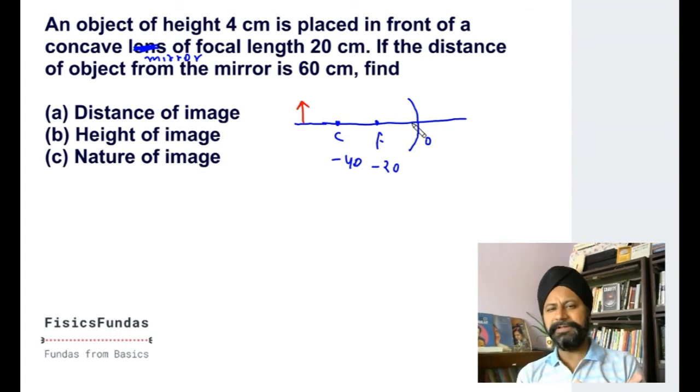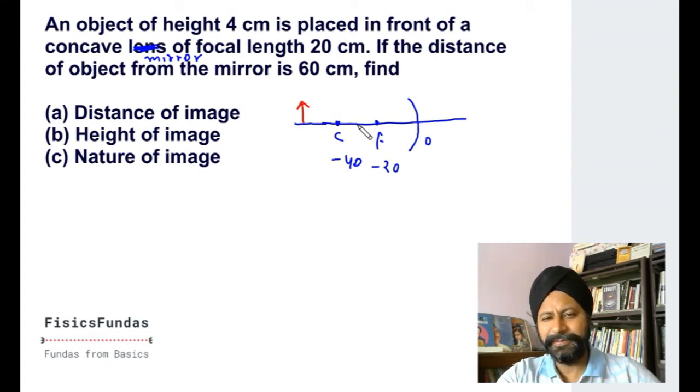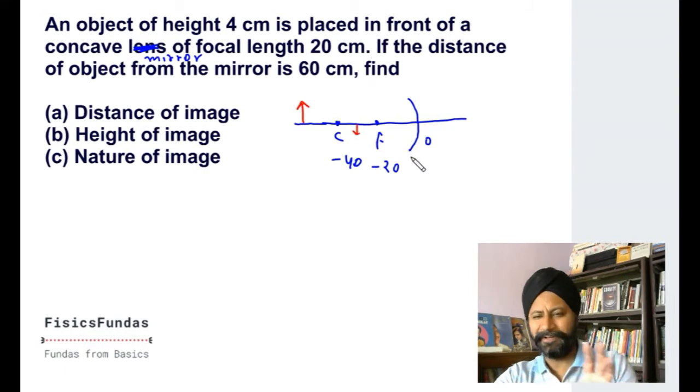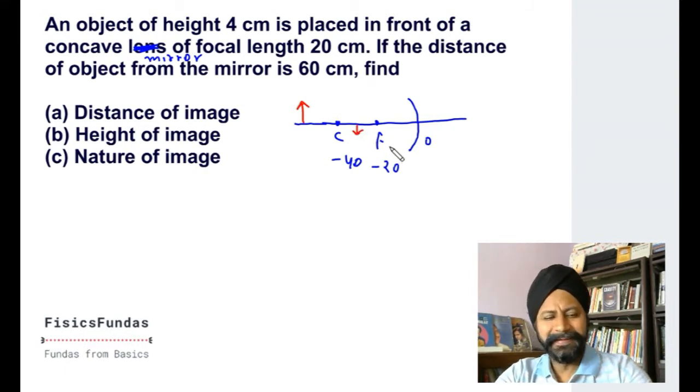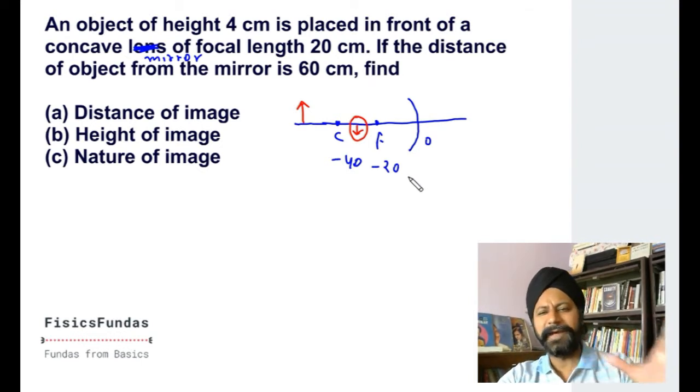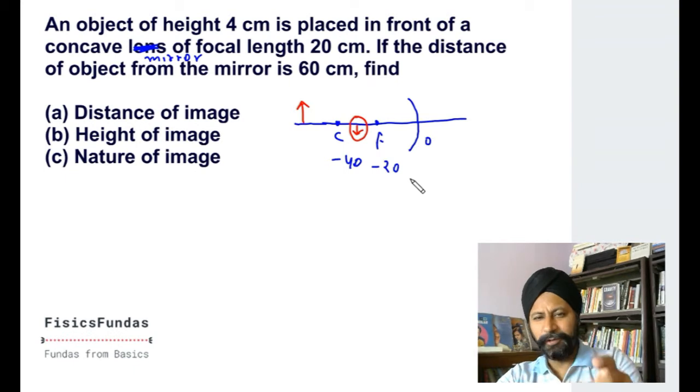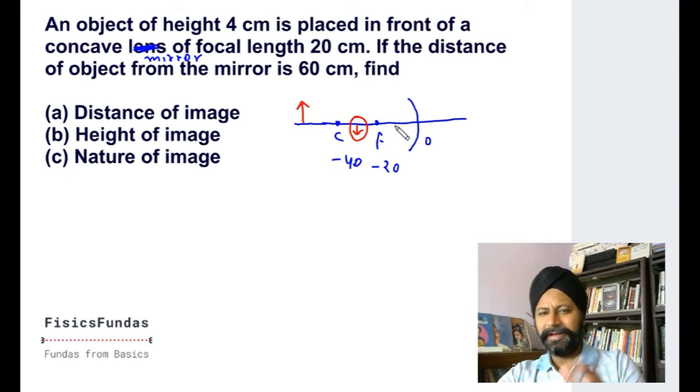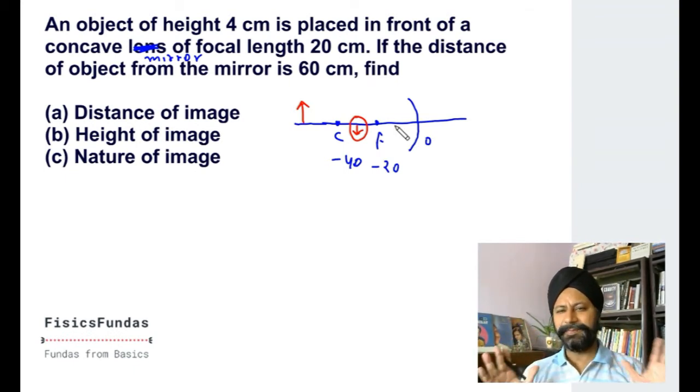So now again, pause the video, think about it: the object is placed beyond C. What kind of image are you expecting here? For me, I'm thinking the image has to be somewhere here, smaller, right? Because that's what we already saw. So this is my expectation, and let's see if the expectation from the mathematics is exactly the same. So the image should be real, inverted, upside down, and between C and F. That's my expectation. Okay, so let's do it mathematically.